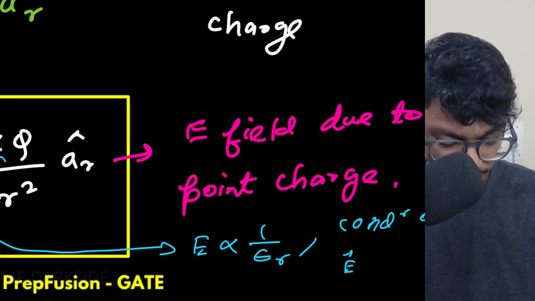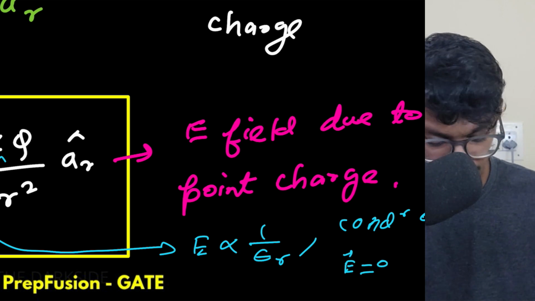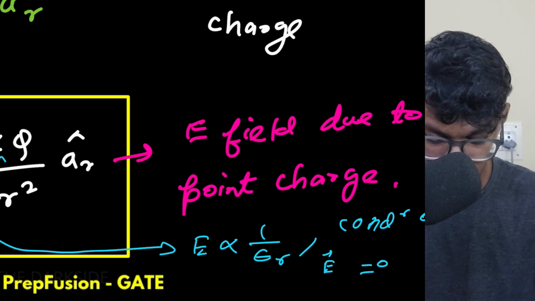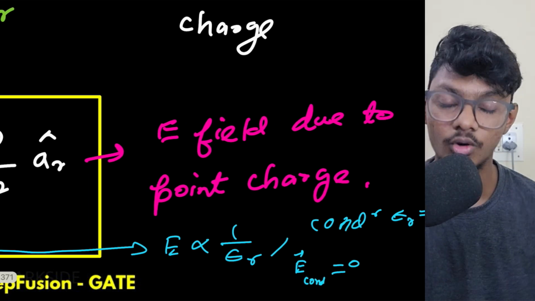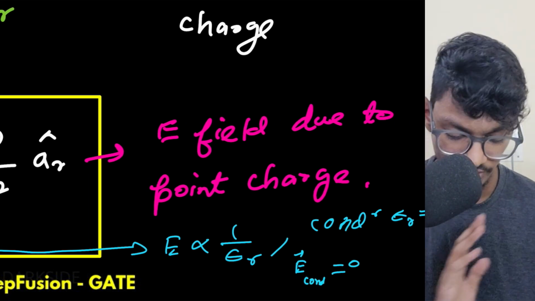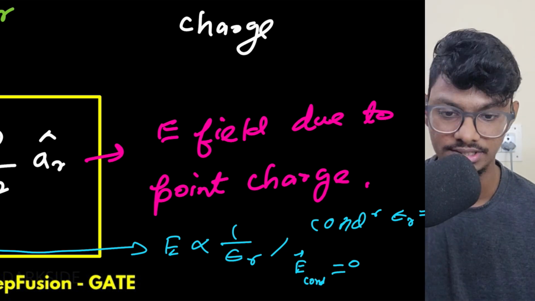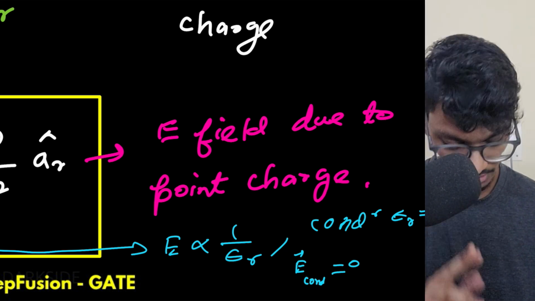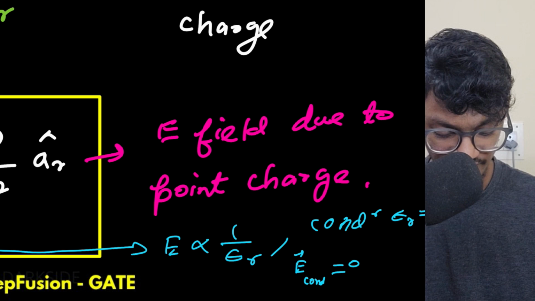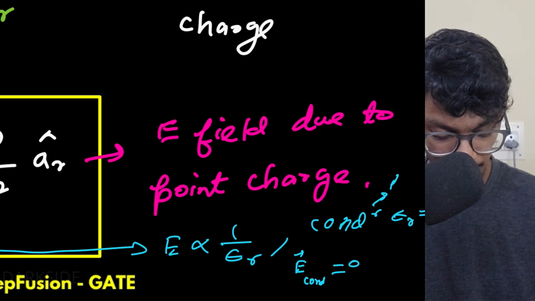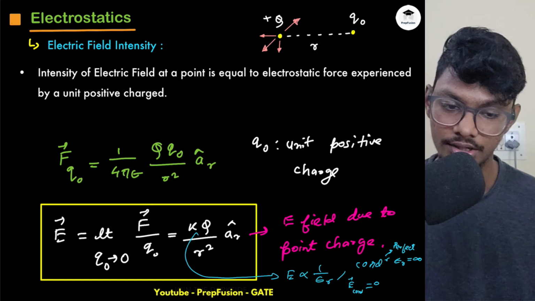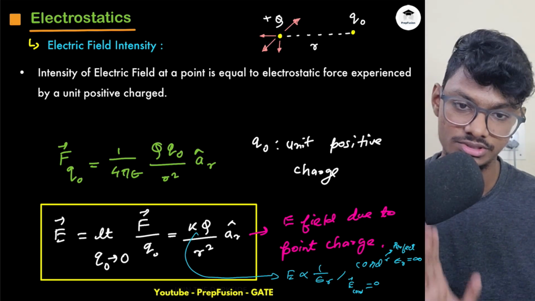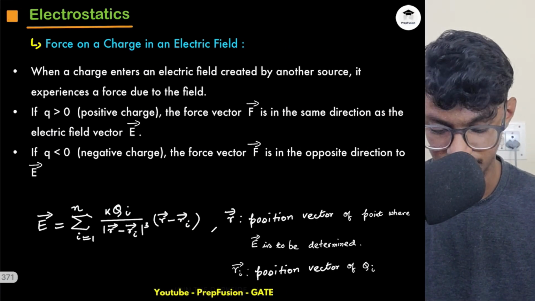So this is for a perfect conductor: there will not exist any electric field. This I will prove as well, and I will show you in more detail later on. Don't worry. Remember, this is for a perfect conductor. If the conductor is not perfect, if there is impurity, then things will change over here. That also I will discuss.